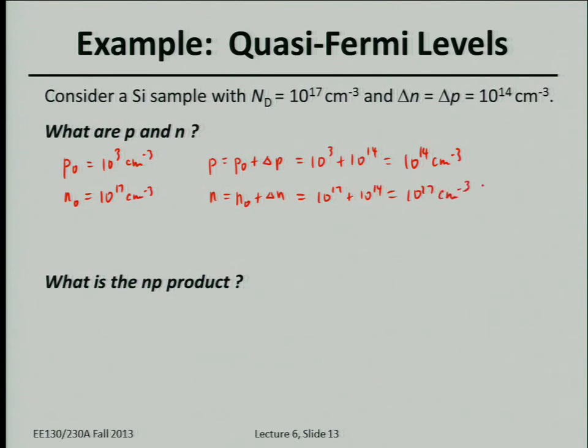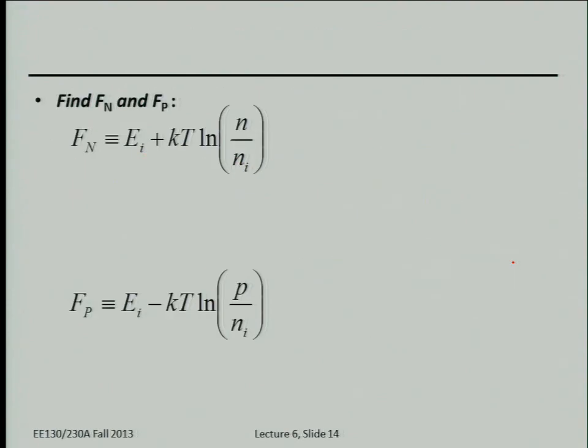So this is a classic example of low-level injection. The majority carrier concentration is not significantly affected, but the minority carrier concentration is greatly affected. So what is the NP product? It's 10 to the 31, per centimeter to the 6th, right. And notice the key here is that it's much, much greater than Ni squared. So this is clearly not in an equilibrium condition. We can't really draw a single Fermi level because this material is not under thermal equilibrium conditions.